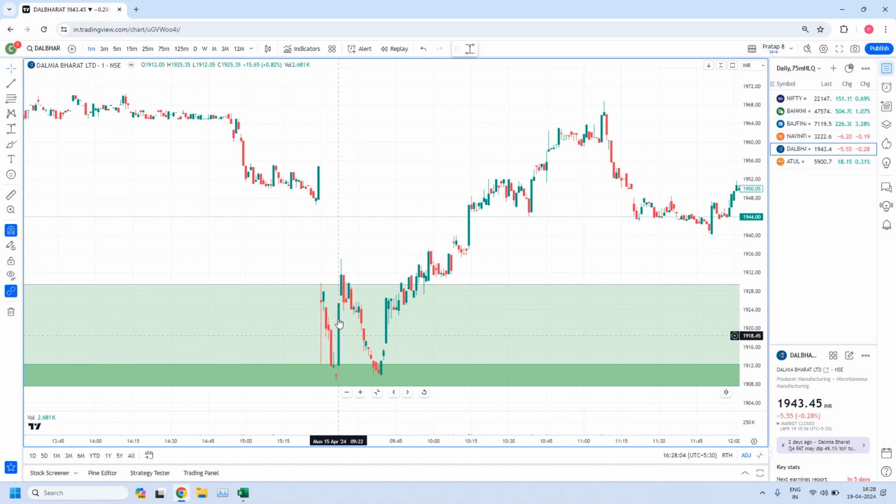This is the second test. This is the third test. Here a new zone is created. Maybe we can say drop, base, rally. That way we can consider.